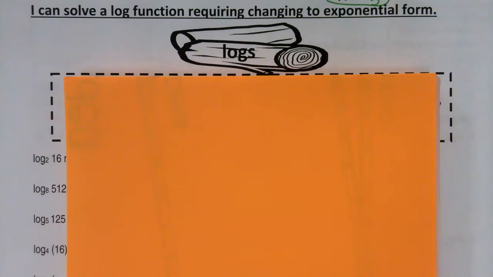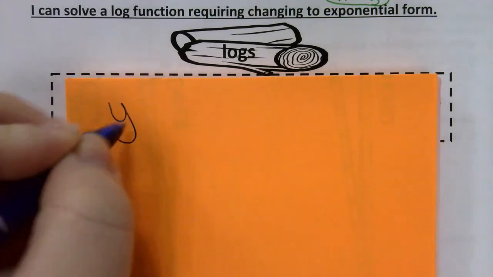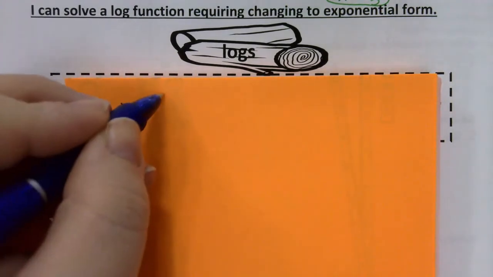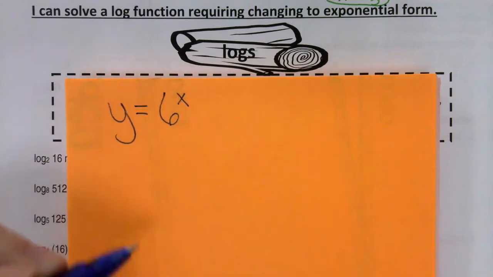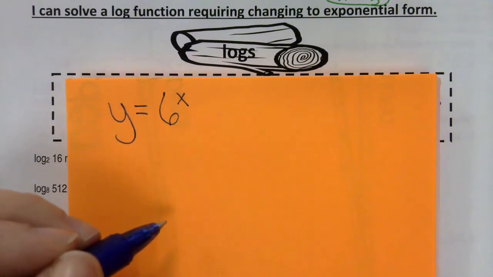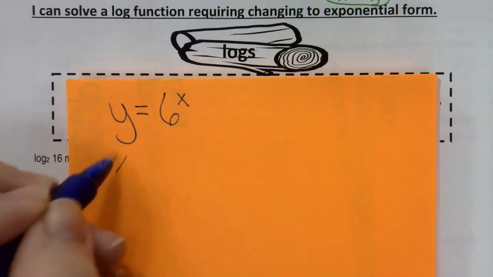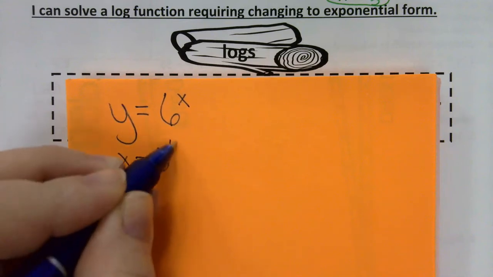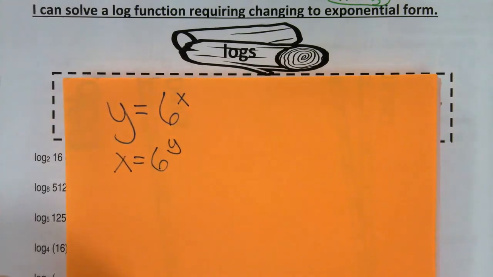So before we jump into what a log is, let's remind ourselves of the relationships that logs have with exponential equations. If I take an exponential equation like this, and I want to find the inverse of it, my first step would be to swap x and y, and then I would need to get y by itself.